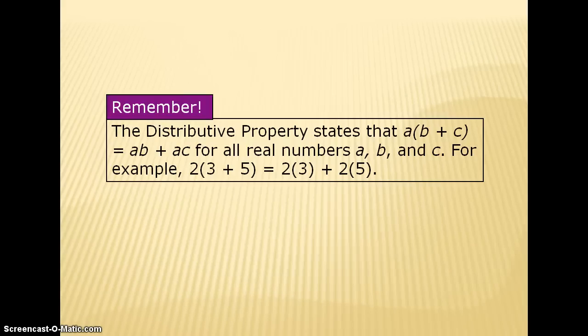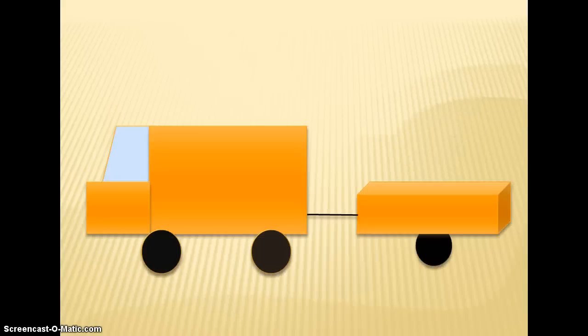Let's do a refresher. Distributive property. Back in chapter 1, we talked about commutative, associative, and distributive. Distributive is the one we're going to focus on. Remember, what that looked like was taking an outside number, multiplying everything that's inside of parentheses by it. This is also known as the truck and trailer method.